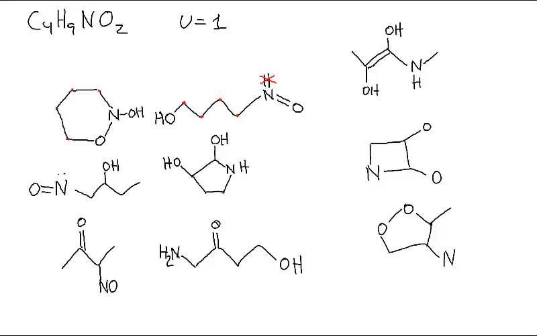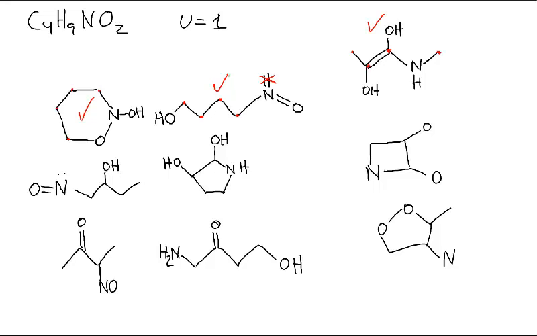Up here to the upper right, 1 degree of unsaturation. Yes. 1, 2, 3, 4 carbons. Yes. 1 nitrogen, 2 oxygens. Any way to fix that structure? Or anything wrong with it? Nope. This one's good. This one, now that we fixed it, is good.